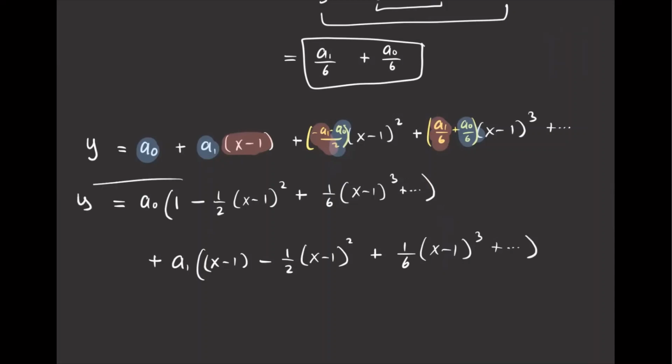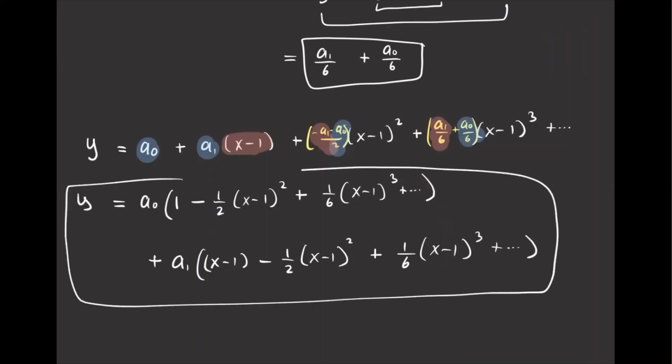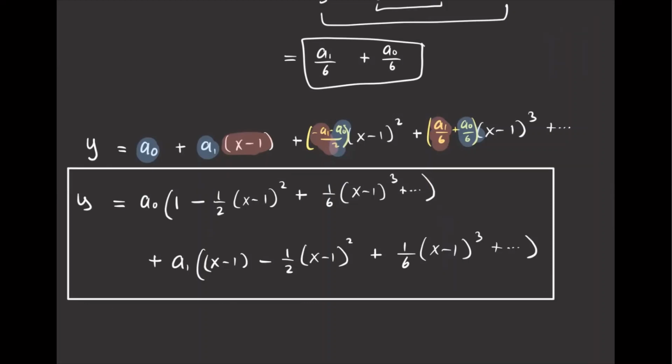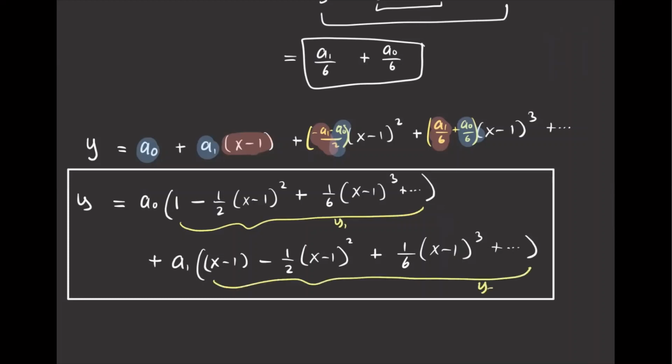This is your solution centered at 1. And as you can see, your two infinite series are right here. So this is your y1, and this is your y2.